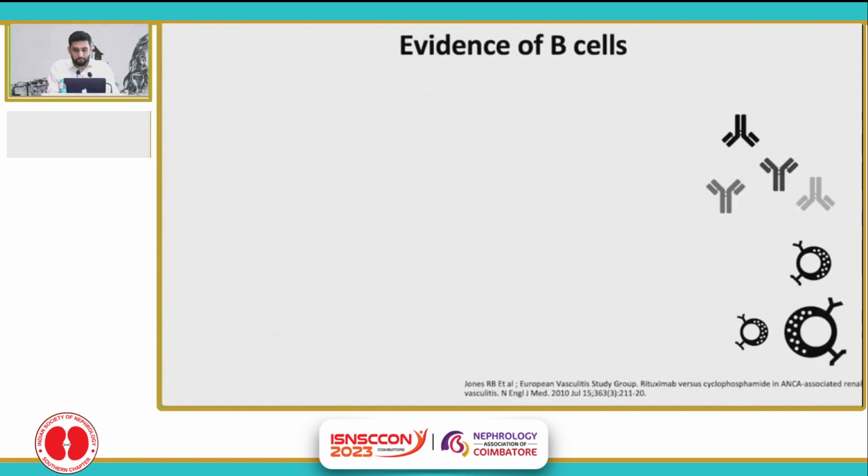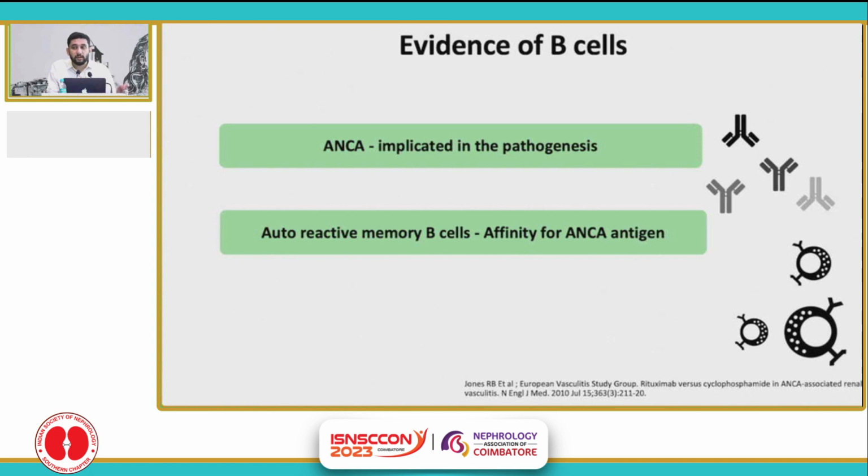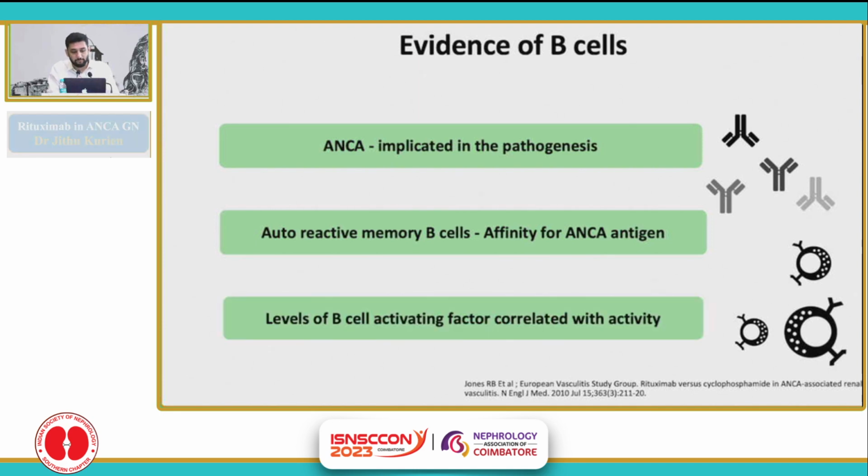So as we've already heard from the previous speakers, the ANCA antibodies are very crucial with respect to the pathogenesis of ANCA vasculitis. And when it comes to where this antibody comes from, it's mainly from the B cells as well as the plasma cells. So it tells that the B cells are very important. There are also certain autoreactive B cells which are present in the granulomas or the follicle-like areas of the granulomas, and these B cells have specific affinity towards the ANCA antigen. And also there are levels of BAFF, or the B cell activating factor, which correlates with the activity of the disease. And so now we know the B cells are important.